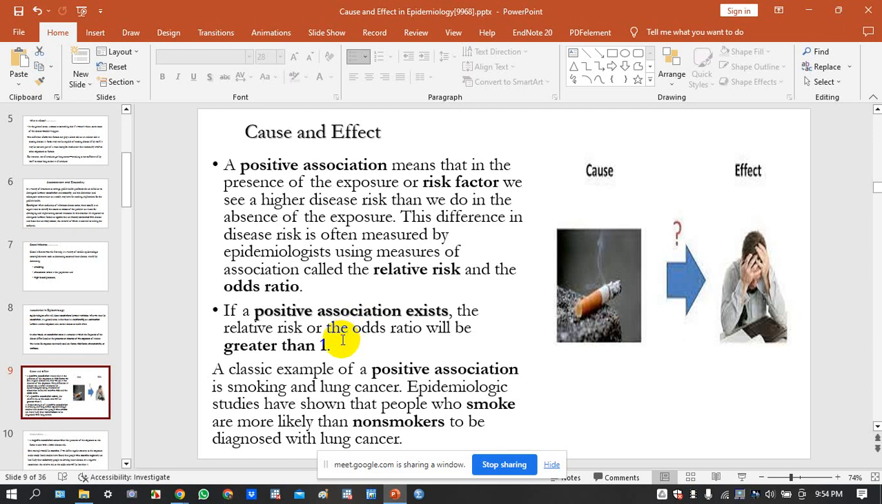If it's less than 1, it means it's a protective association. For instance, if you are looking at the odds of cigarettes causing lung cancer, and you get a negative association or odds ratio which is less than 1, then you can say that when you take in cigarette, it protects you from getting lung cancer, or it prevents you from getting lung cancer.